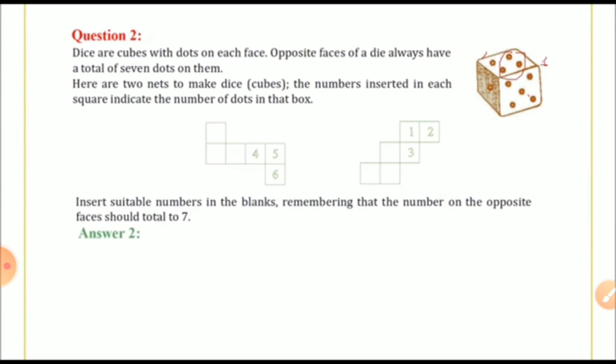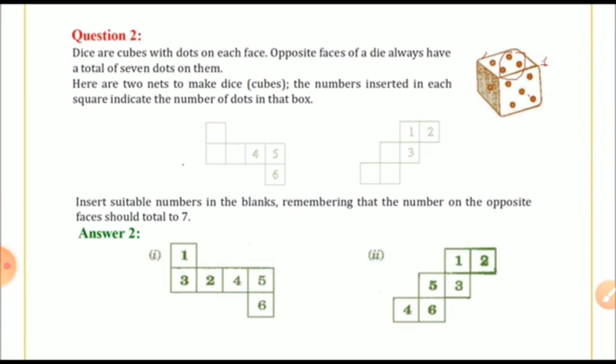Insert suitable numbers in the blanks, remembering that the numbers on opposite faces should total 7. So 1, 3, 2. Very good, beta. Then 4, 5, 6. This is one way.